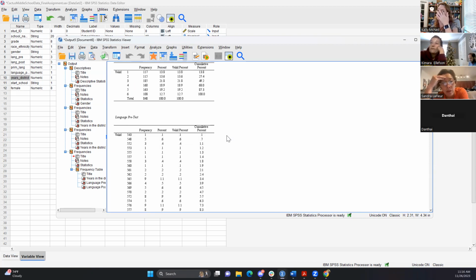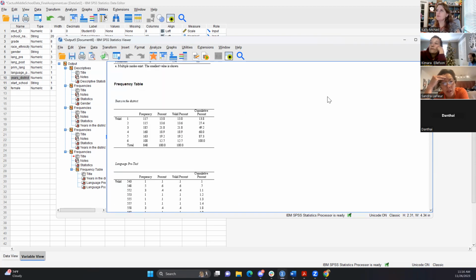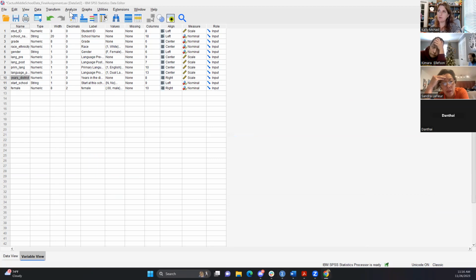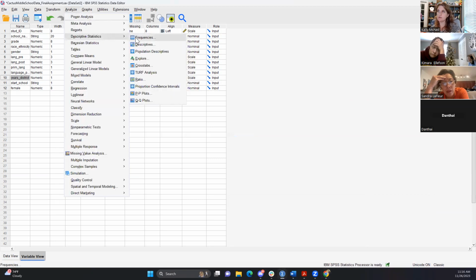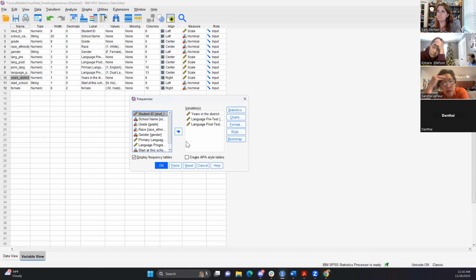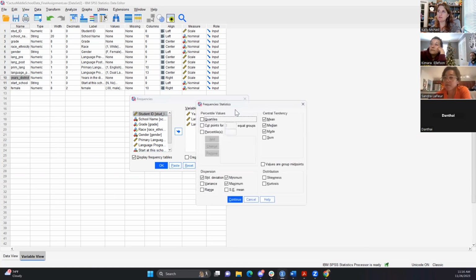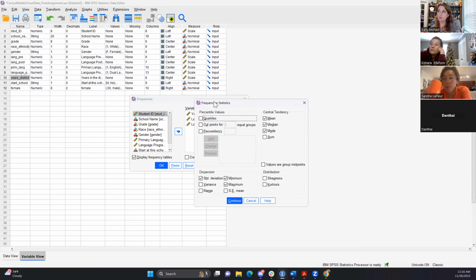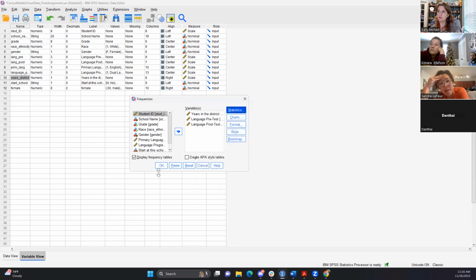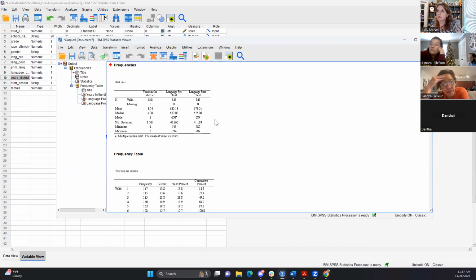Wait a minute. These are the old ones. Hold on. I'm going to clear the contents and run this again so that all we're looking at is this. So we're looking at years in the district, pre-test, post-test. We wanted mean, median, and mode. We're not doing any of the percentile values. So this is your frequency. Oh, there it is. That's it up there.